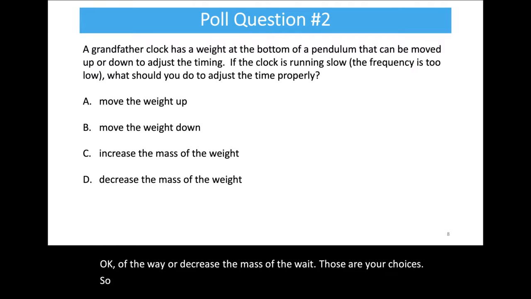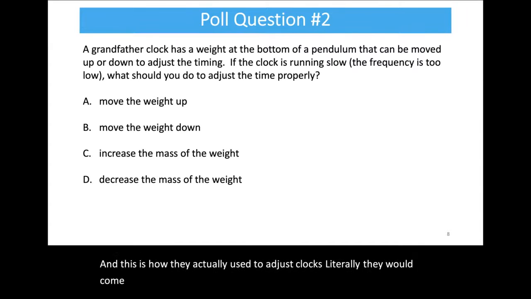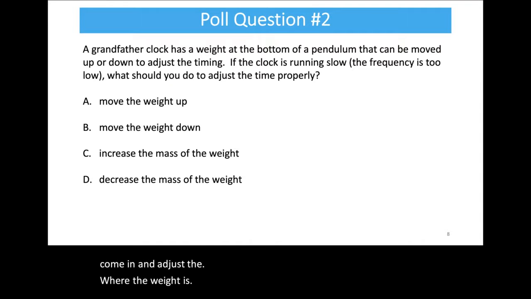So it's running slow, okay, so that means it's ticking too slowly. Okay, so the frequency is too small. And this is how they actually used to adjust clocks. Literally, they would come in and adjust where the weight is, the height of the weight.